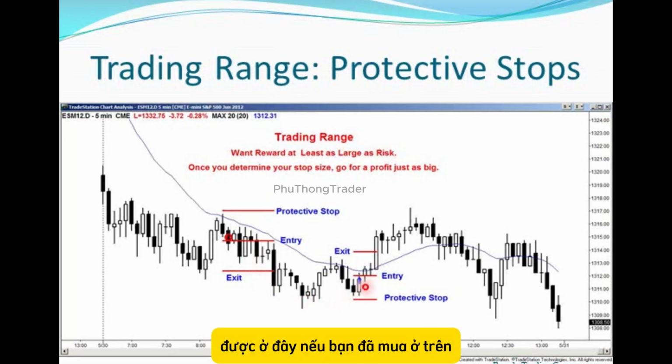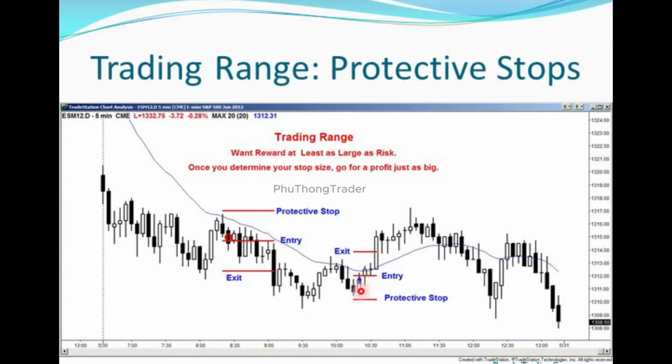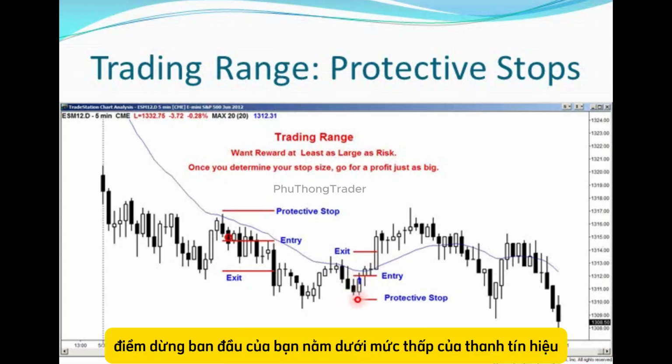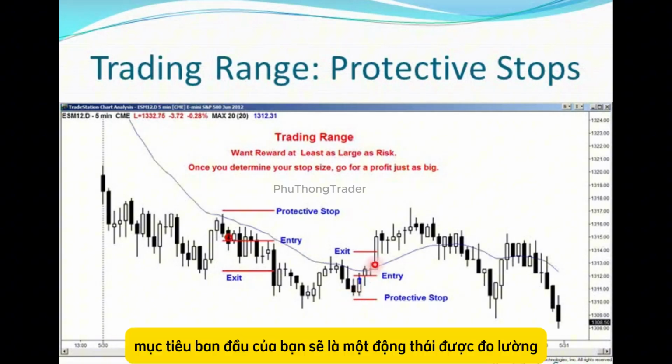Over here, let's say you bought above the high of this bear bar, thinking it's a higher low major trend reversal. Your initial stop is below the low of the signal bar. Your initial target would be a measured move up right here.